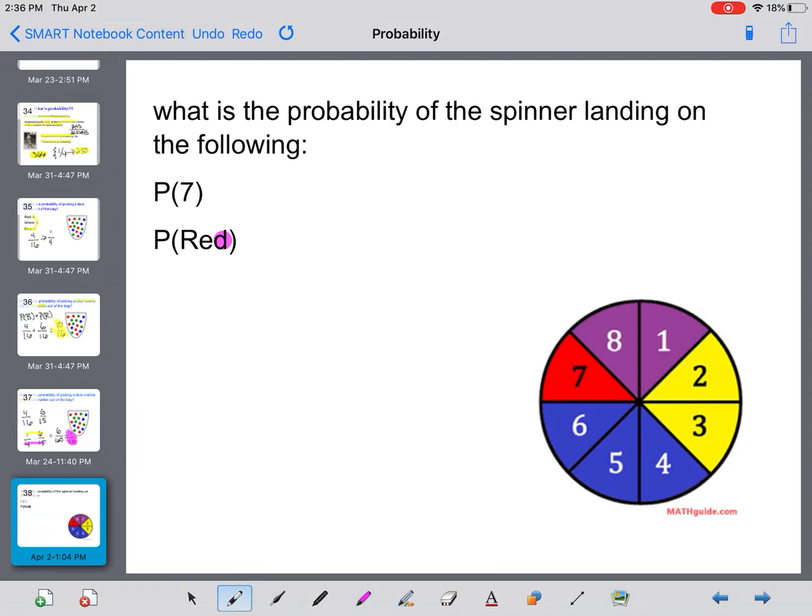So P of 7, well, we know 7 is 1, and how many totals are there? Eighths. 1/8 is the probability. Okay. And red, well, let's disregard the numbers here. There are 8 total sections because we need to divide the colors up into common denominators, so they're the same size. So there's 8 parts. And again, red, there's 1 red slice, so 1/8 here.